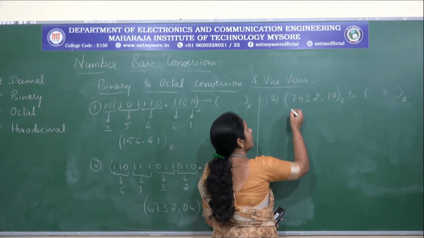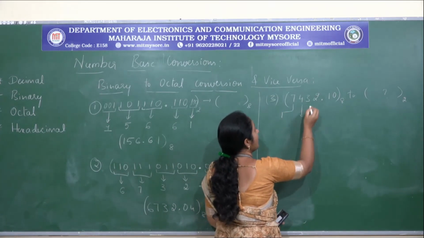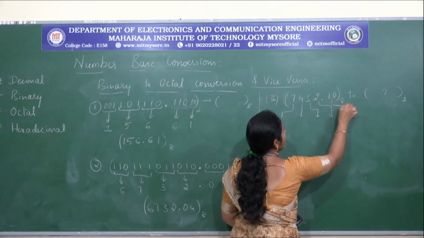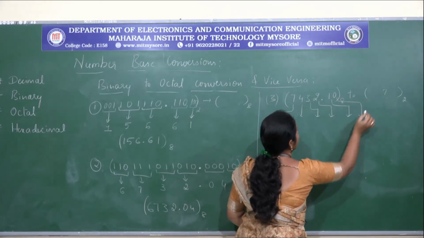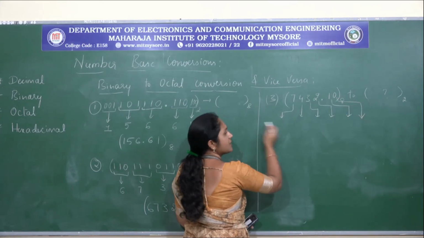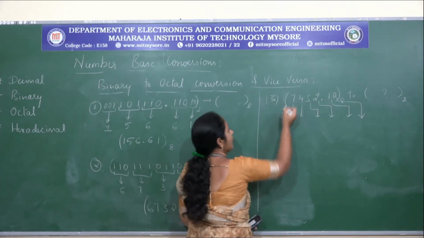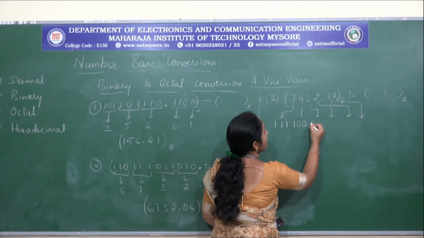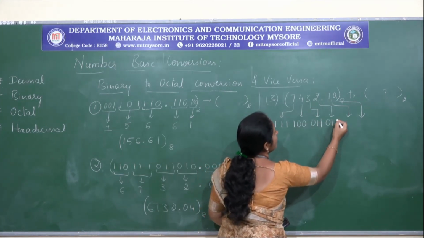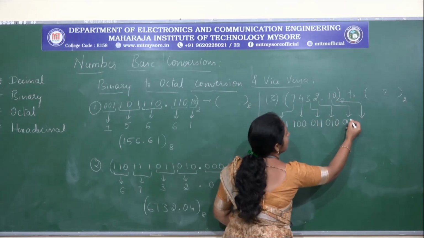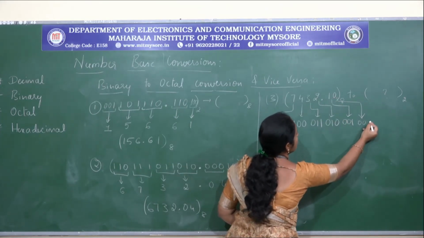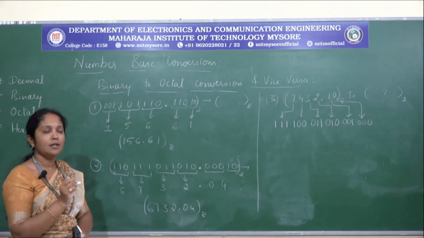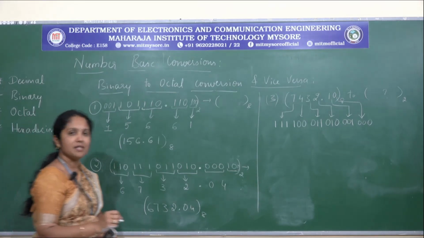Let us understand the procedure. Here we have 7, next we have 4, next we have 3, next we have 2, next 1, next 0. Let me write. You can start from the beginning. We have 7, 1 1 1, next we have 4, 1 0 0, 3 0 1 1, 2 0 1 0, 1 0 0 1, 0 0 0 0. So I think it can be easily followed.